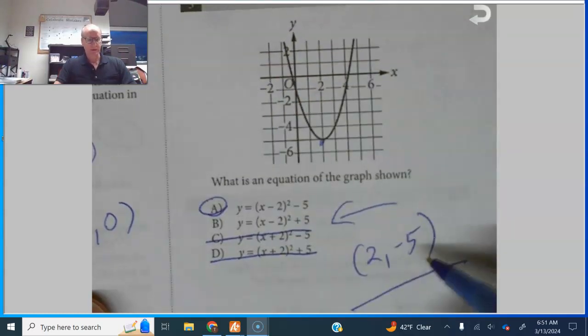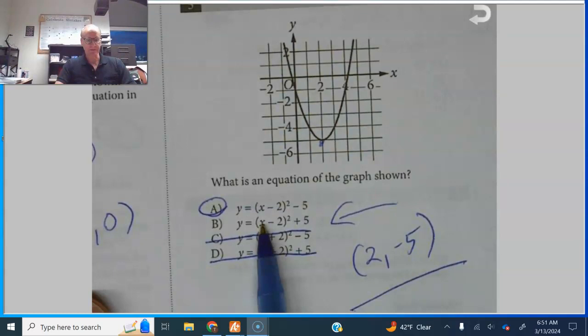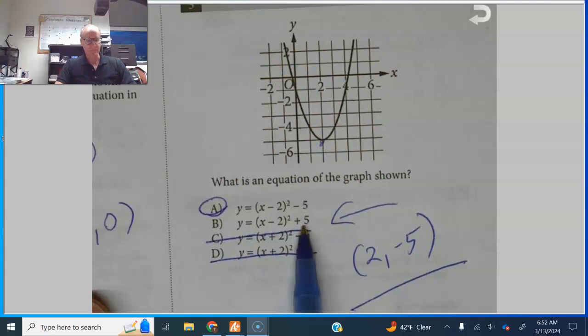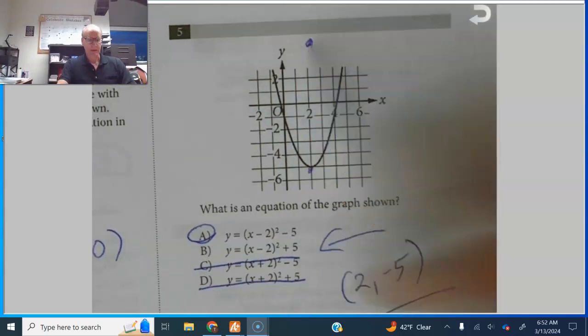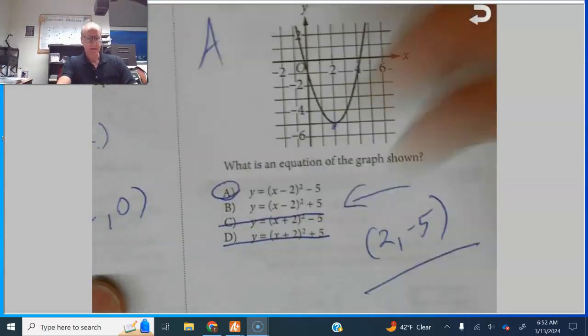If you're not sure what I'm doing, I'm substituting 2 in for x, and that's going to give me my 0, which is where my vertex is, and then I get the 5 for this one. This one would have a vertex way up there. Anyway, moving on, that's A.